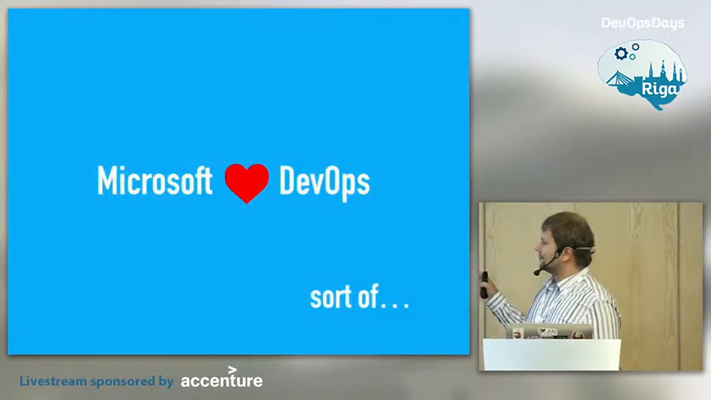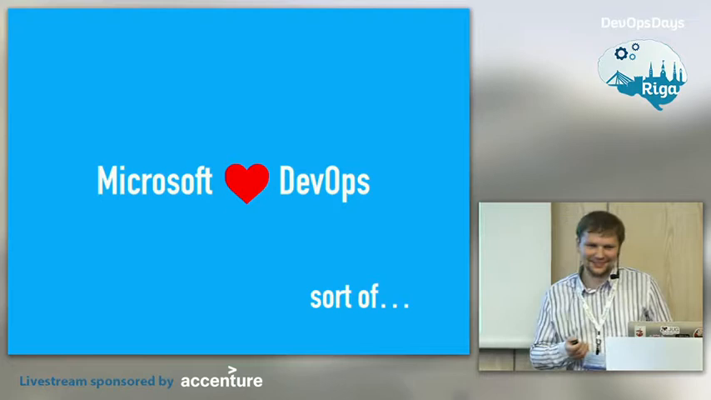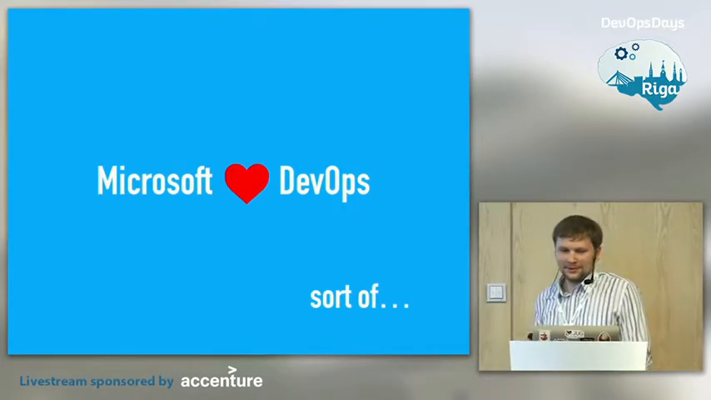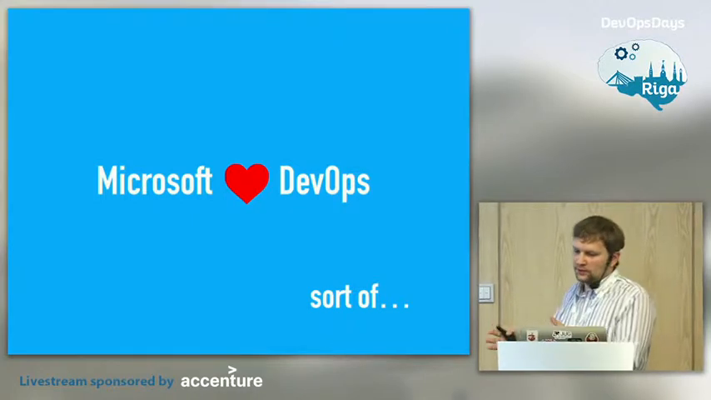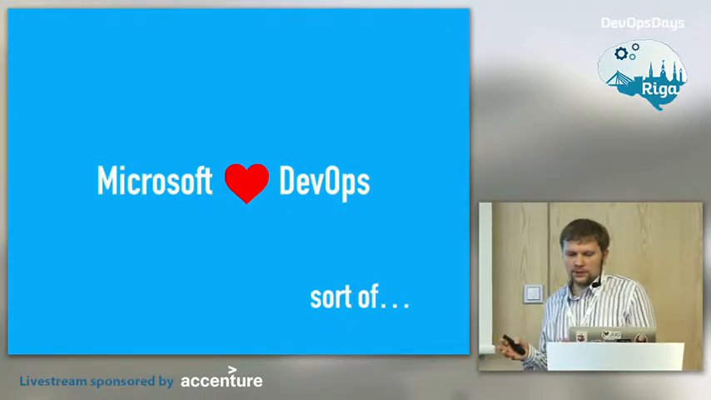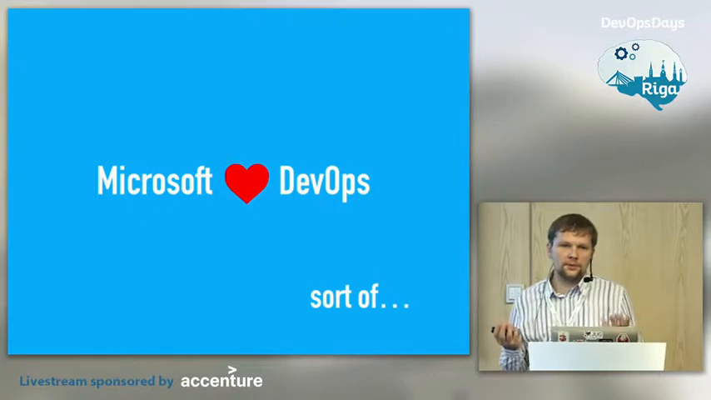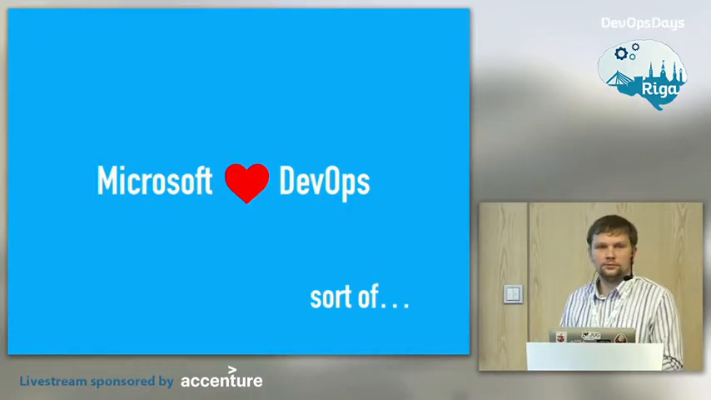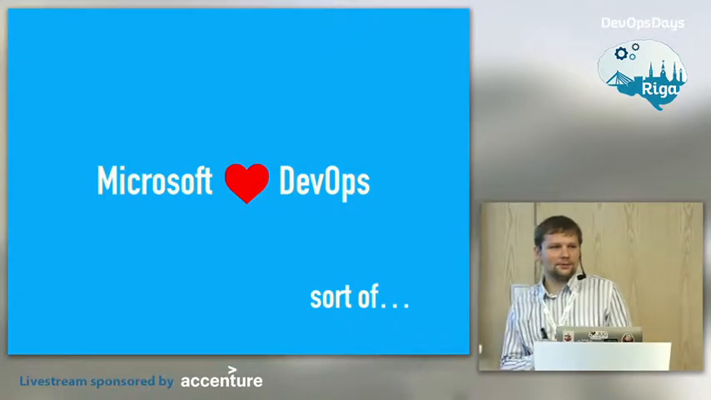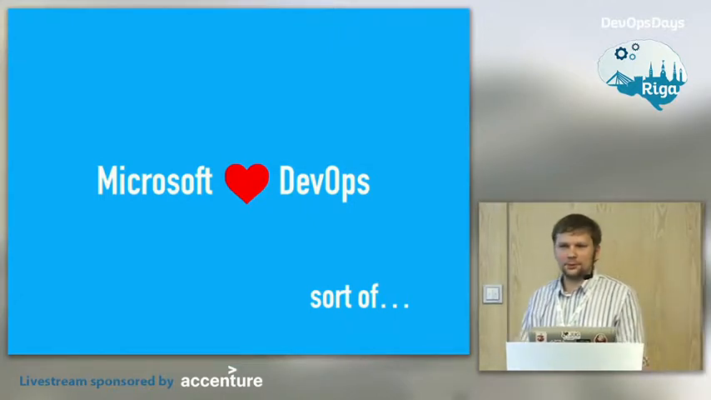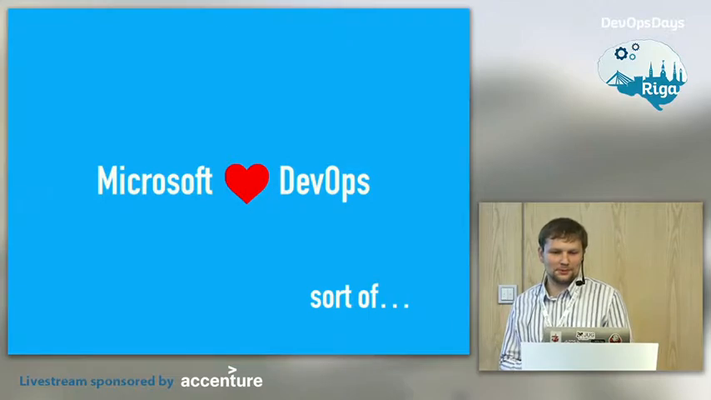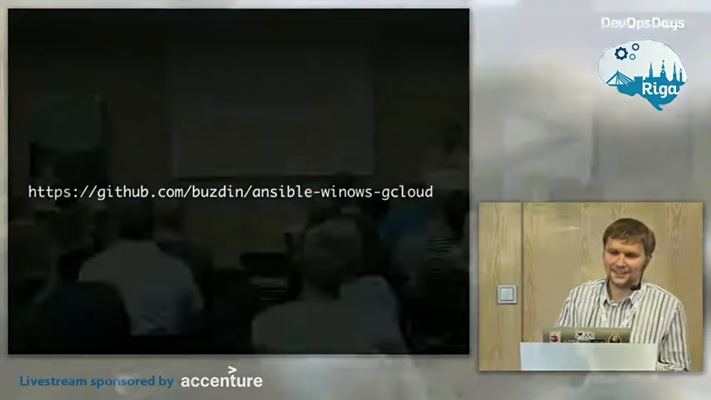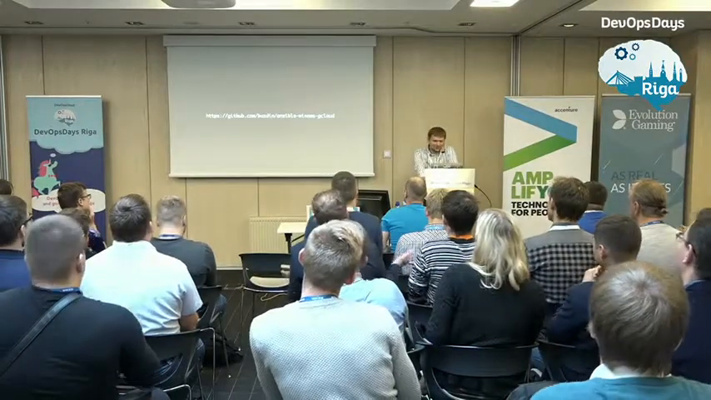So that's my slide. I think that Microsoft loves DevOps, sort of. They're moving in this direction, and things which were unthinkable 5 years ago and impossible 2 years ago are possible now. And who knows, maybe in 2 years we'll have Docker in production on Windows. All the code is available. That's it. Thank you.